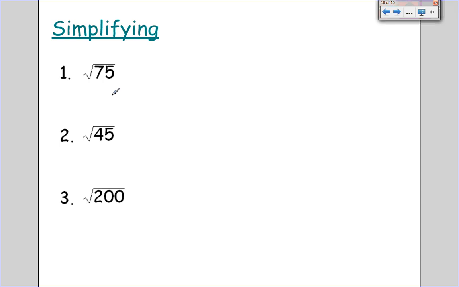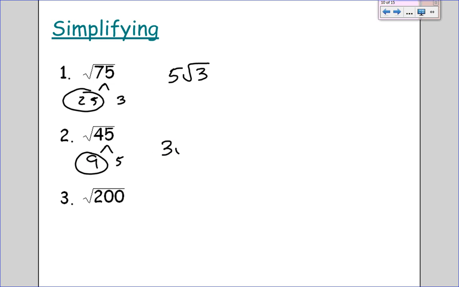Alright, let's see what we can do. So the biggest perfect square that goes into 75 is going to be 25 and 3. Now you might have been tempted to say 15 and 5, and there's a way to do it there, but not with a perfect square, so it takes longer. Now 25 is a perfect square, so 5 comes out and 3 stays inside. For 45, the biggest perfect square that goes into 45 is 9 times 5. So that's the perfect square. The square root of 9 is 3, square root 5. And finally here, 100 is the biggest perfect square. Square root of 100 is 10, square root 2.